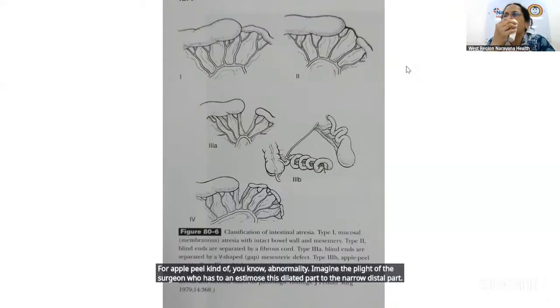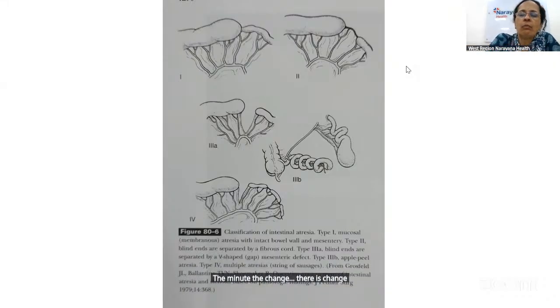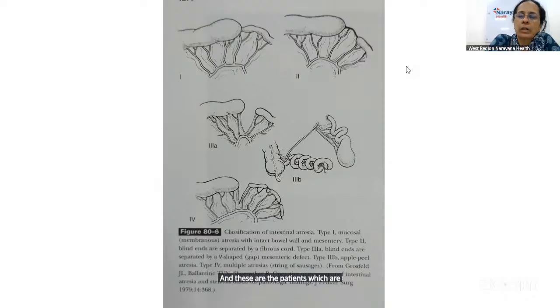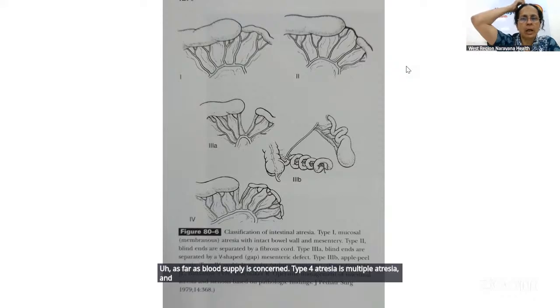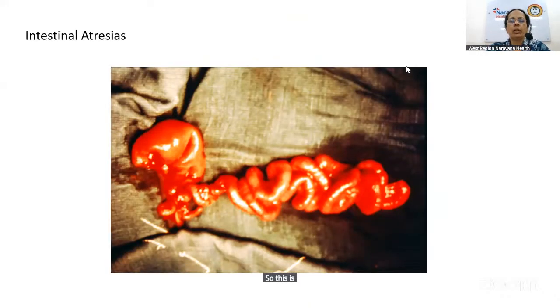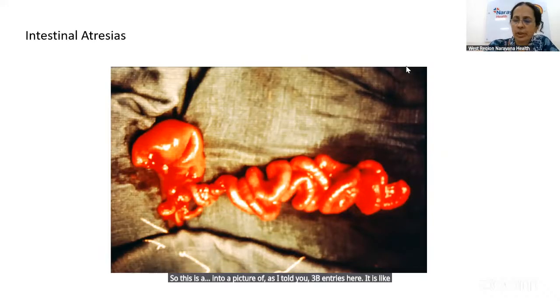Imagine the plight of the surgeon who has to anastomose this dilated part to the narrow distal part. The minute there is a change in position, vascular compromise is very common. These are the patients where the anastomosis is very precarious as far as blood supply is concerned. Type 4 atresia is multiple atresias, and all the atretic segments either have to be joined to each other, or if it is a limited segment, then it can be discarded. So this is an intraoperative picture of, as I told you, 3B atresia. It is like an apple peel or Christmas tree.